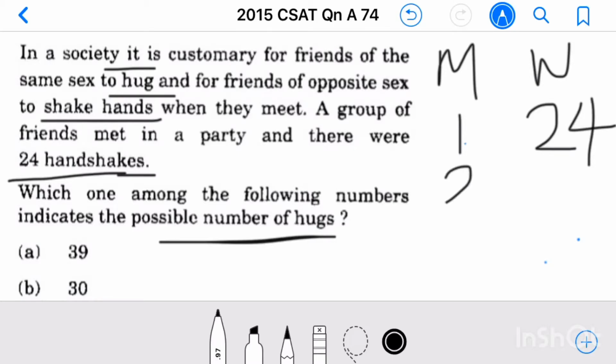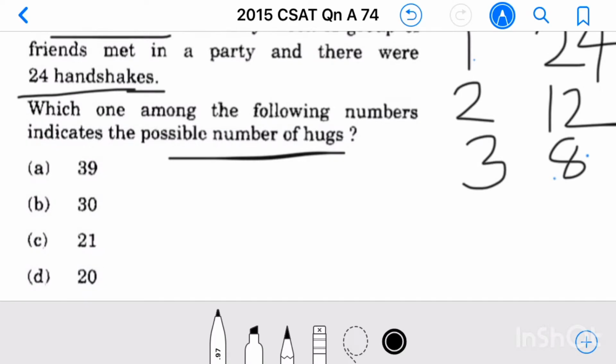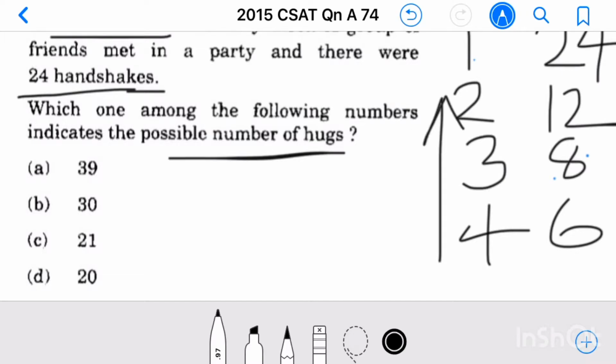Then if there are 2 men and 12 women, then each man can do handshake with each woman. Then there will be 2 into 12, 24 handshakes. Similarly, 3 men and 8 women, there will be 3 into 8, 24 handshakes. Then 4 men and 6 women, there will be 24 handshakes. Now, we got the number of men and women combinations. Now let us see the possible number of hugs.